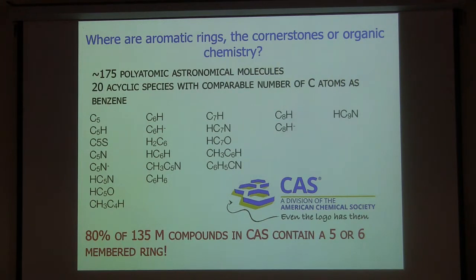Now, in organic chemistry, which is where I think there's some background in chemistry, you know that 5- and 6-membered rings are ubiquitous. Right? If you look at the Chemical Abstracts Service, it's even in the logo, you have these benzene rings, right? And I looked it up, and we can argue with the exact number, but it's something like 50%, maybe as high as 80% of the 135 million compounds, this was as of probably a year or two ago, so it's 140, 145 now, contained a ring. But in space, there's over 200 molecules. Among the polyatomic molecules, 175, and there are 20 that are cyclic, which have a comparable number of carbon atoms to benzene, and those are shown here.